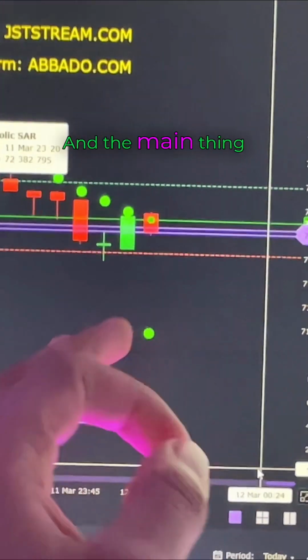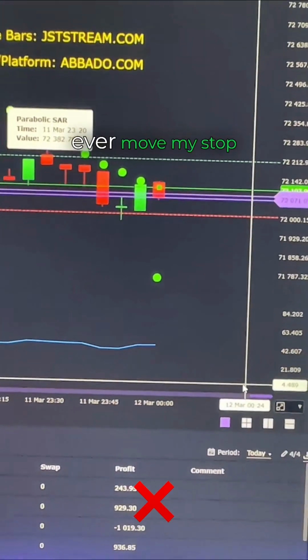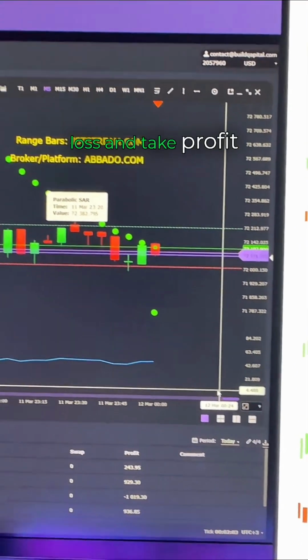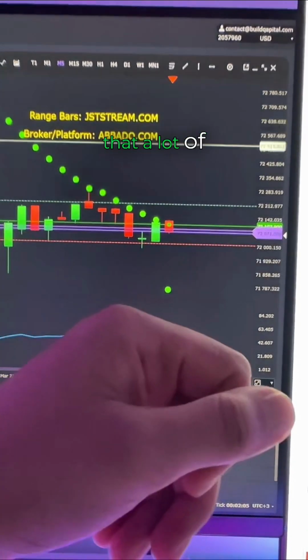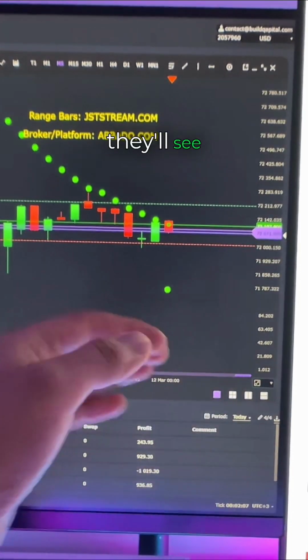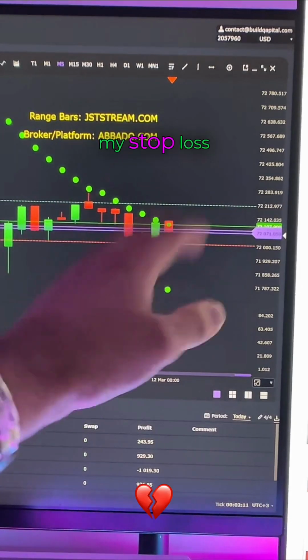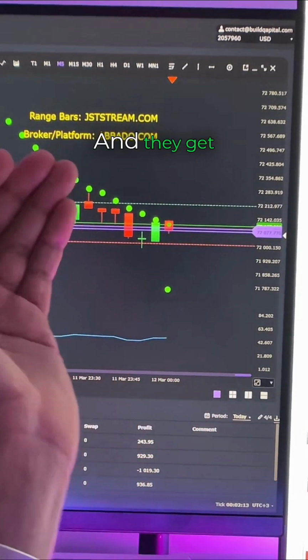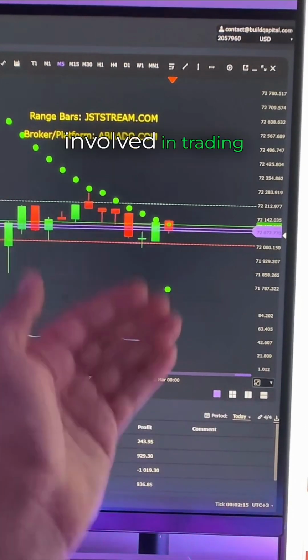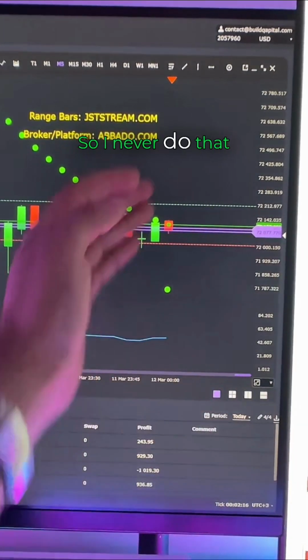And the main thing is I never ever move my stop loss and take profit. So that's a mistake that a lot of people do is, they'll see, okay, the market's going down, it's getting close to my stop loss, I'm gonna exit the trade. And they get emotionally involved in trading. So I never do that. I let it ride out.